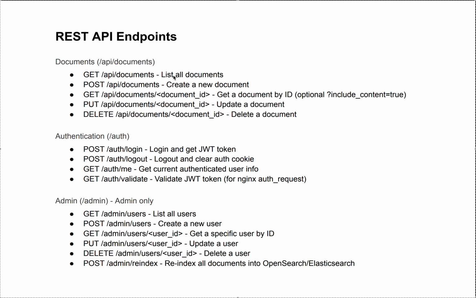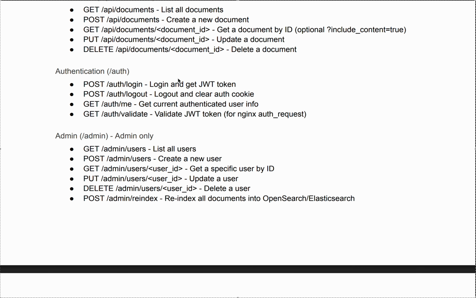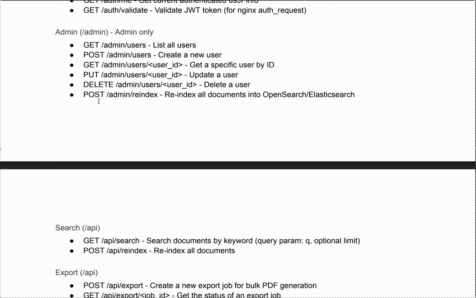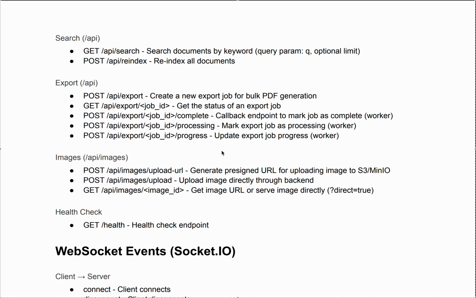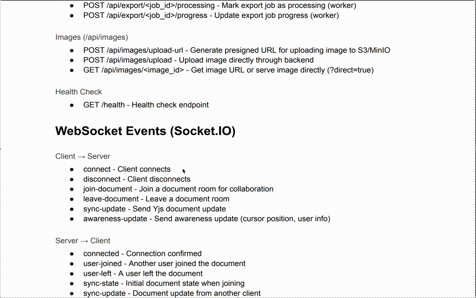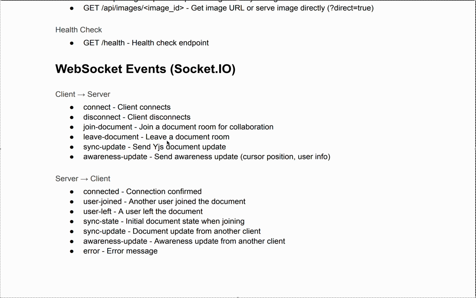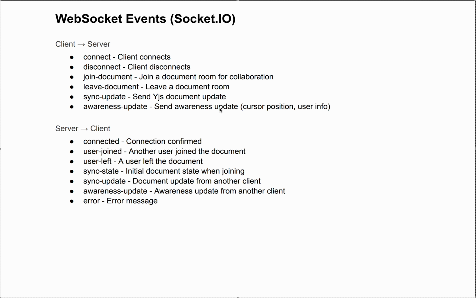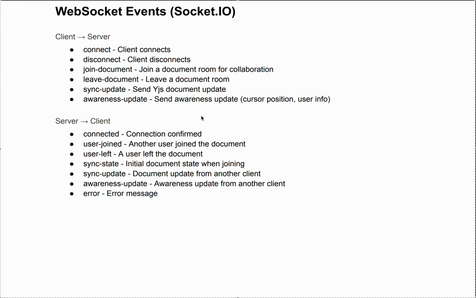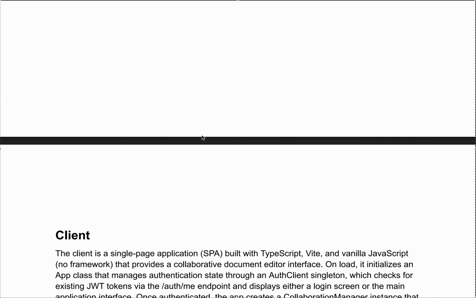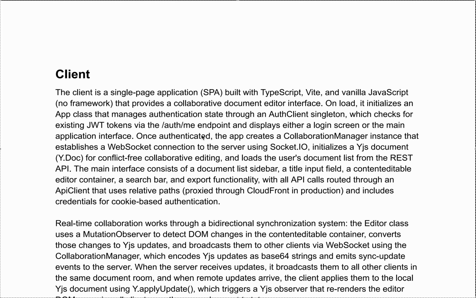And these are the REST API endpoints that you can call within the application. These are the admins, which are a bit different than most other endpoints in terms of how they get handled. A health check endpoint. We have WebSocket events. This is different than REST because, well, it's WebSocket, but we do have these types of events to propagate changes between documents and others. And then this is the client.